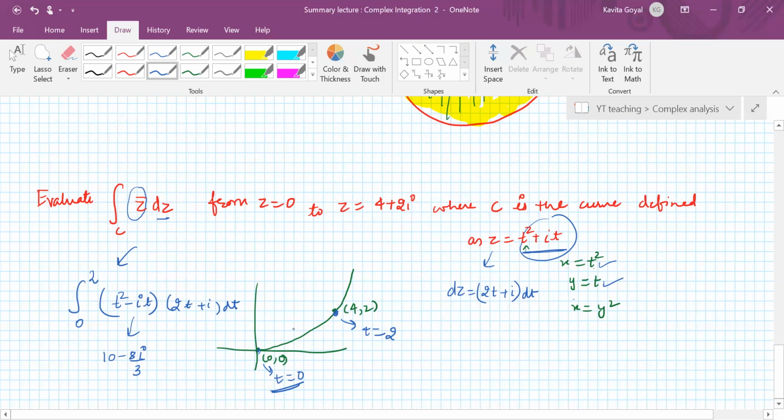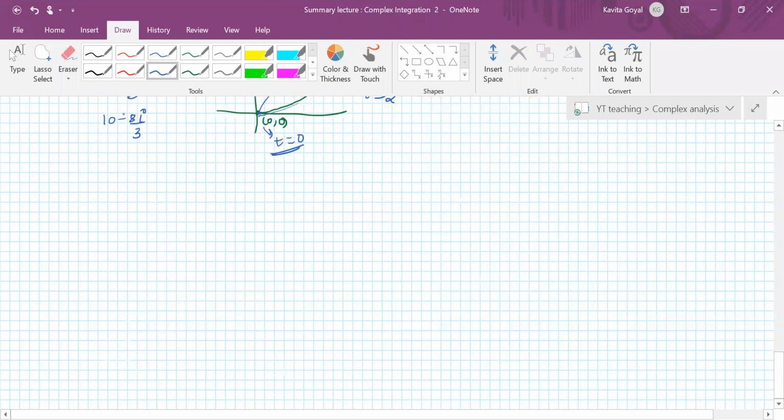And we will see that if the function is analytic, then the integral is actually independent of path. You integrate along this path or this path, you will get the same result. We'll come to that. That is a consequence of Cauchy's theorem. So now I'm going to state Cauchy's theorem.